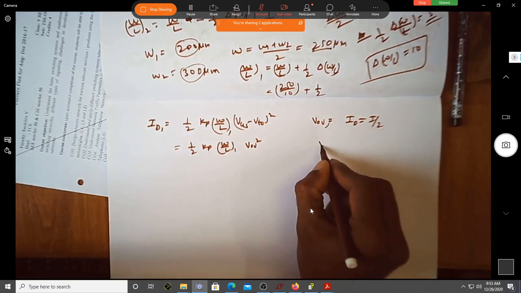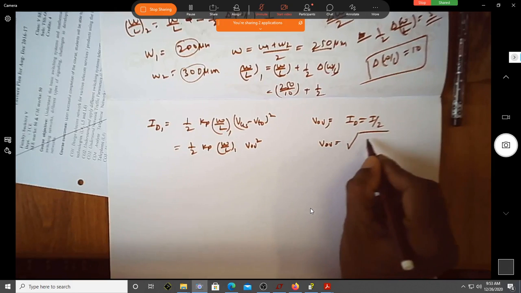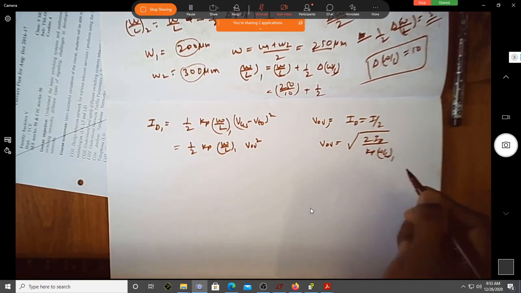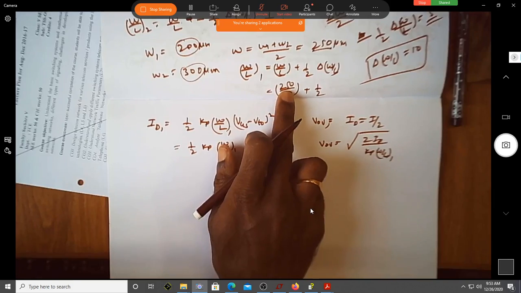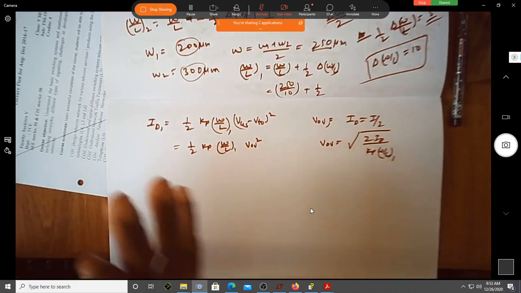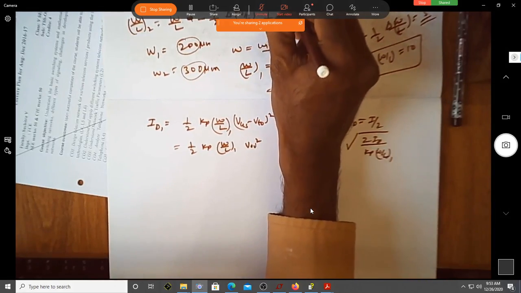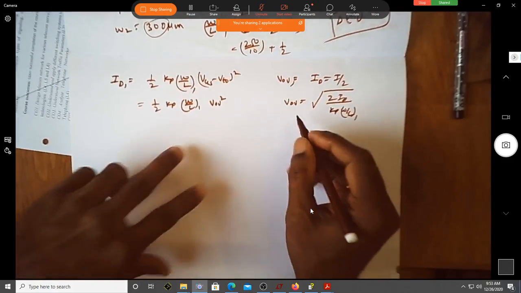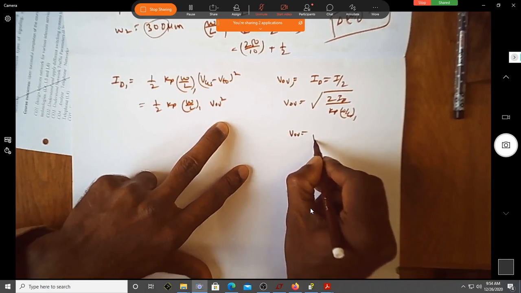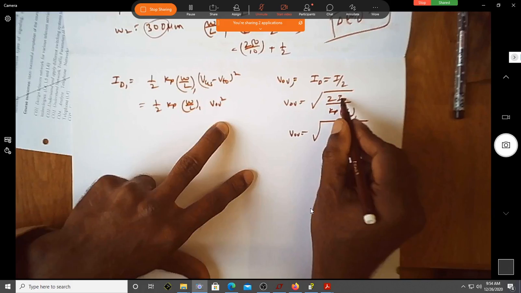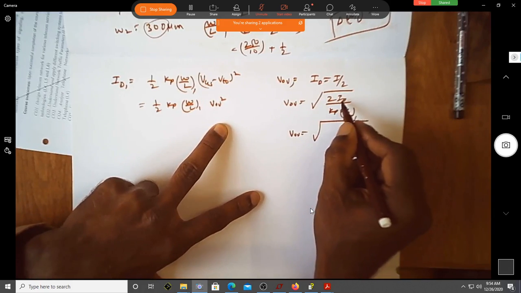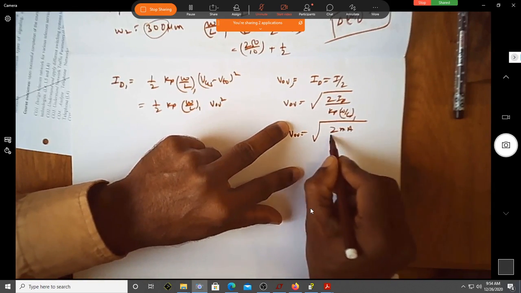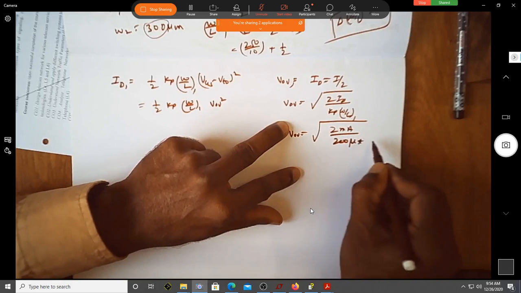So how do I find VOV now? VOV is nothing but the square root of 2ID by Kp W by L. You substitute W by L of 1 as 25, because we are looking for exactly half division of this 2 milliampere, divided equally between these two. So what is VOV now? VOV is equal to the square root of 2 into ID. Is it not simply I, because ID is equal to I by 2? Is it 2 milliampere divided by 200 micro multiplied by 25?